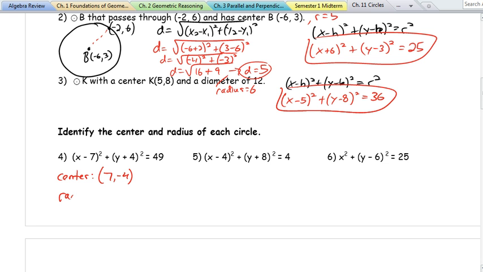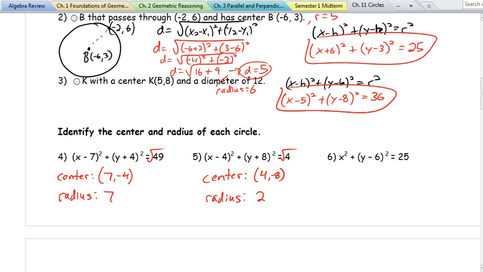And then your radius, to get your radius, all you do is square root this, because we squared to get to the radius, the outside part. If we're given that, we have to take the square root, so the radius is 7. Excuse me. Next one would be 4, -8. Radius of 2. Take the square root again.